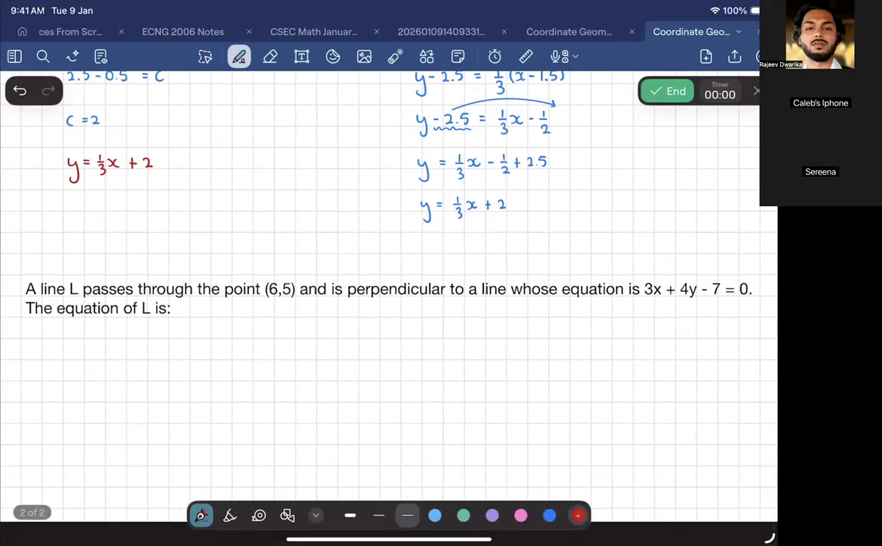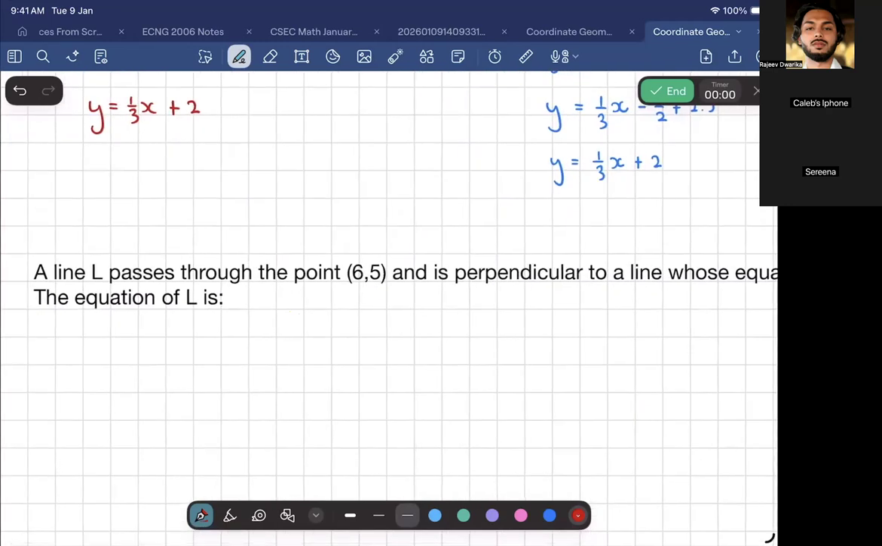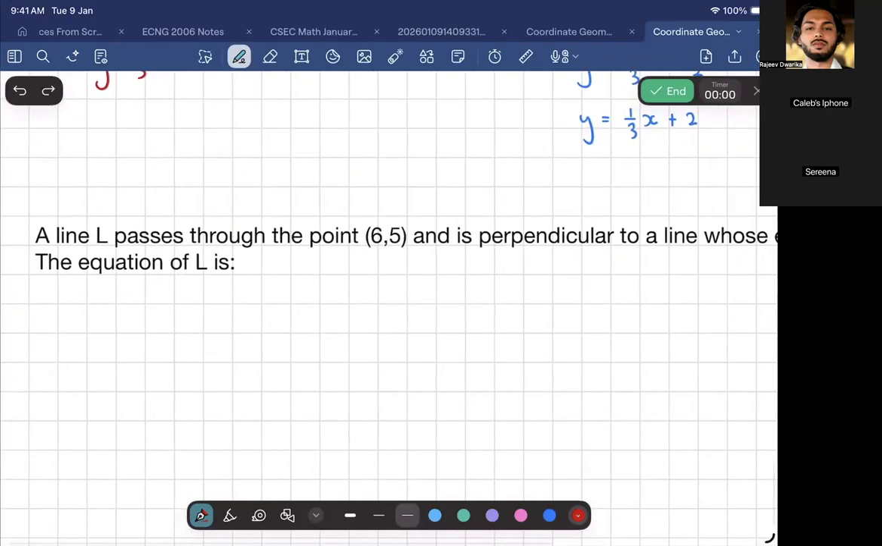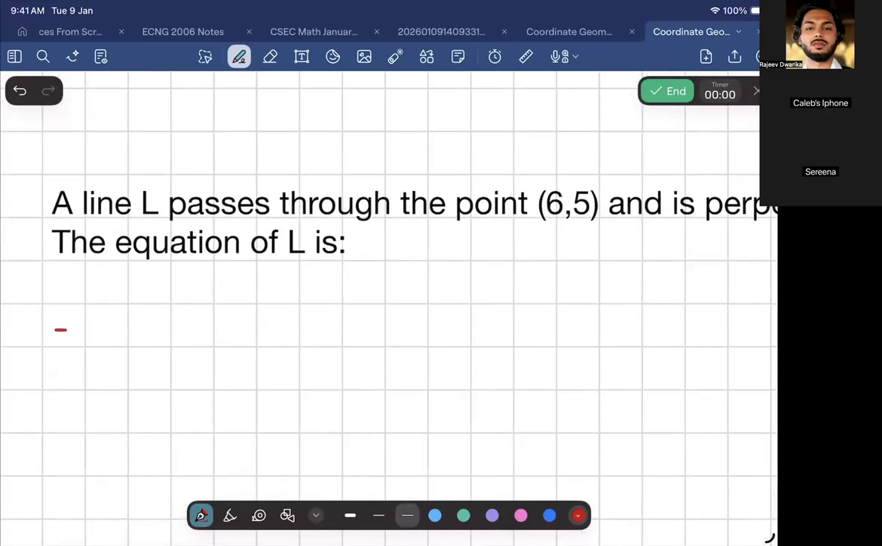So long story short here, Caleb, we want to find the equation of our what? Read back the question. We want to find the equation of L, but what is L? L is our what? A line passes through the point (6, 5). It is a line, right, Caleb? To find the equation of any line, you need what two things? The gradient and the point.